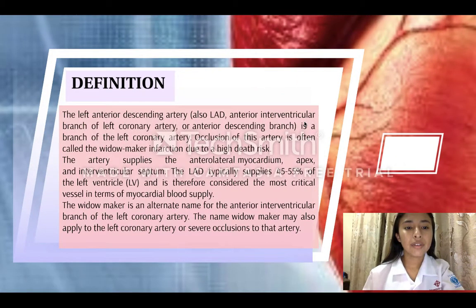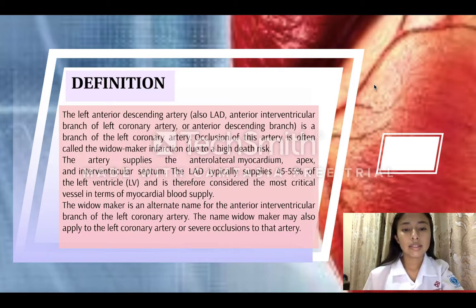Definition: the left anterior descending artery, also LAD, anterior interventricular branch of the left coronary artery, or anterior descending branch, is a branch of the left coronary artery. Occlusion of this artery is often called the widowmaker infarction due to a high death risk. The artery supplies the anterolateral myocardium, apex, and interventricular septum.